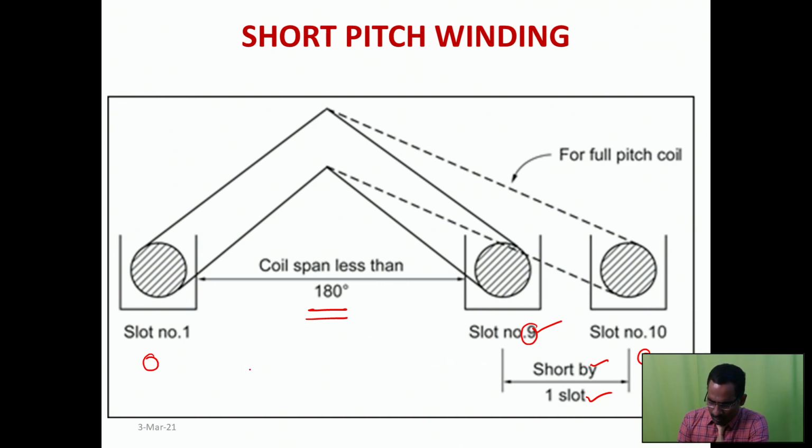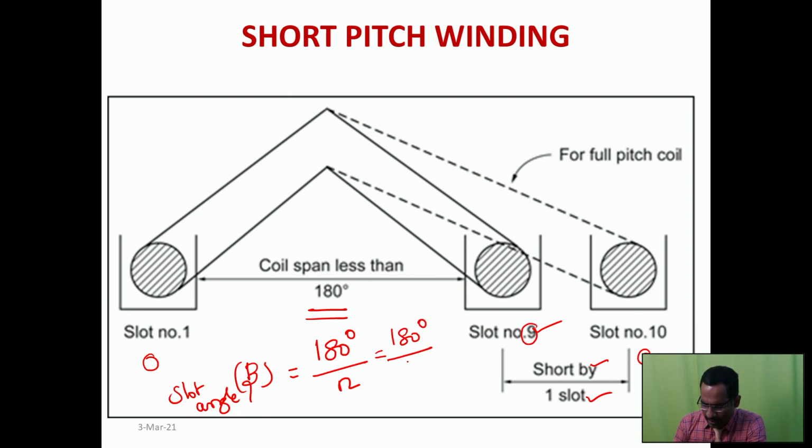So I can calculate the slot angle beta as 180 degree by pole pitch. So as per our data, 180 degree by the small n, which is 9. If you divide these two, you will be getting 20 electrical degrees. So each slot is responsible for 20 electrical degrees.